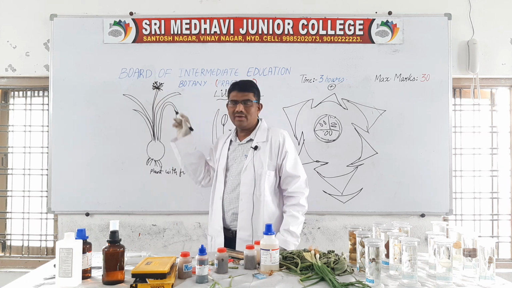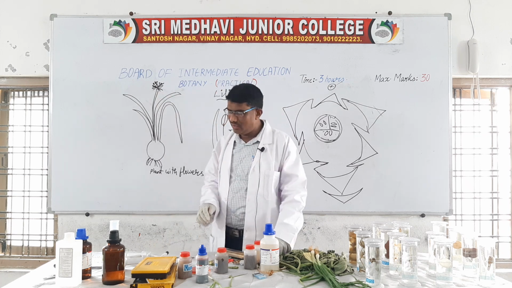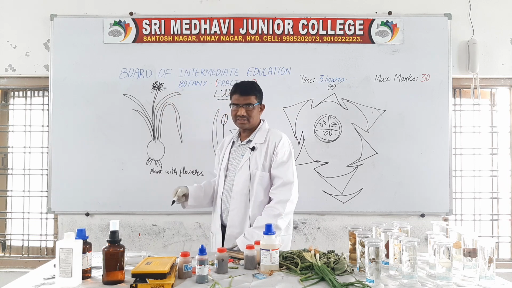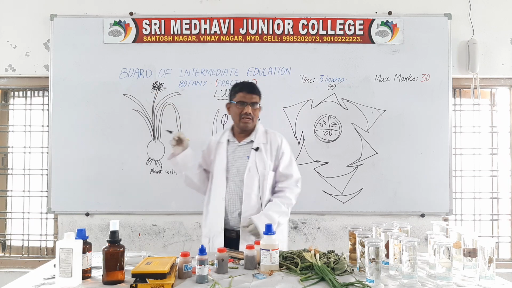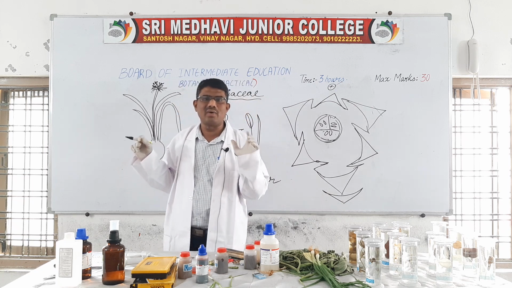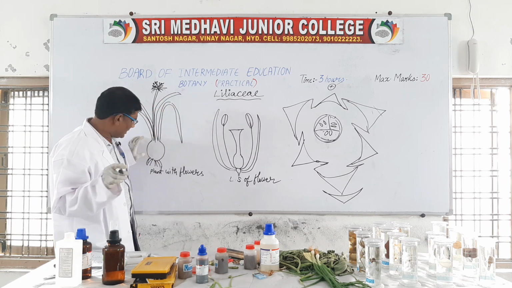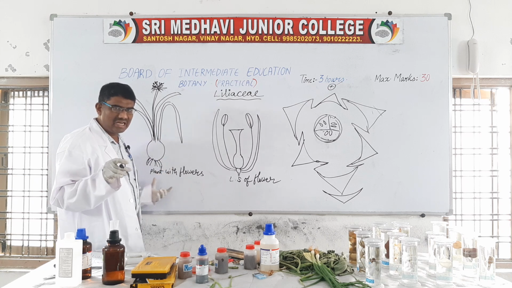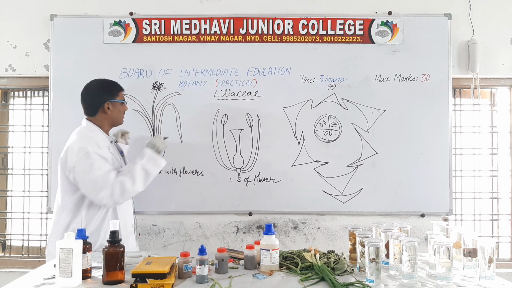Here, involucre bracts means all the bracts are located at one place. It is called involucre bracts. This is the bracteate flower, but all the bracts are located at one place, and that is the involucre bract. This is the twig with inflorescence, the plant with flower. Okay, this is the first diagram you have to draw.